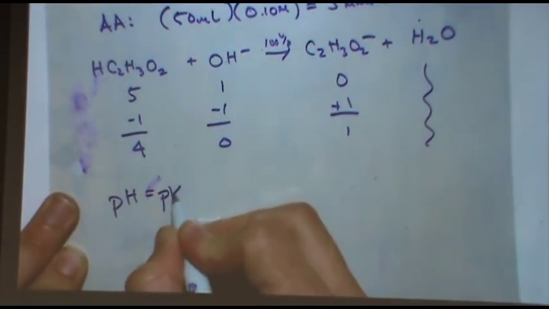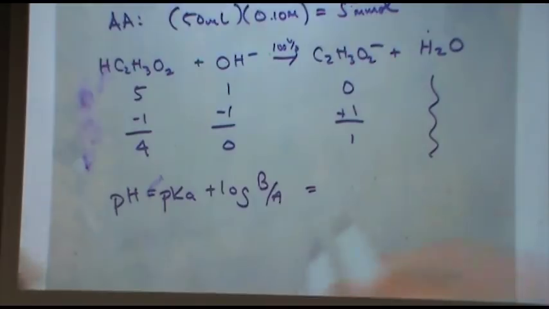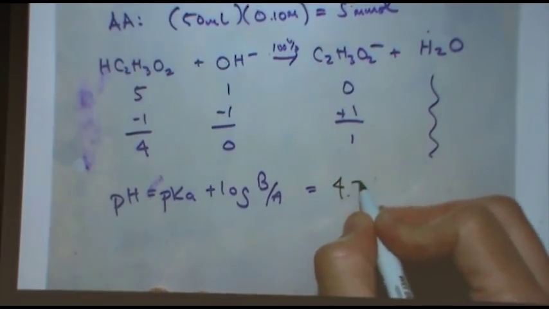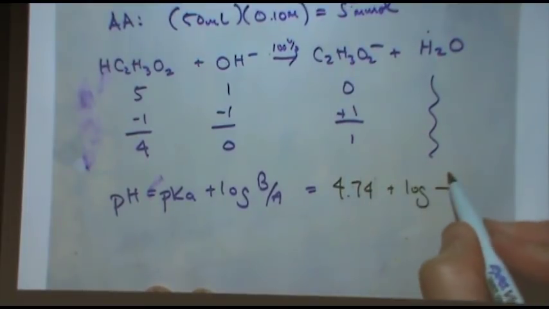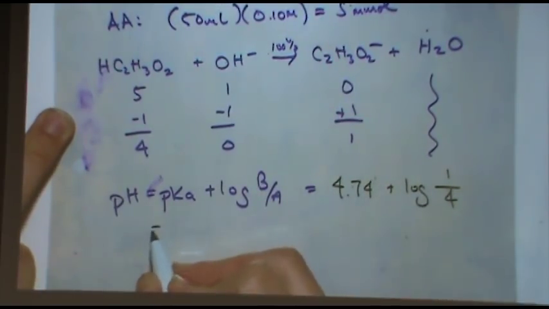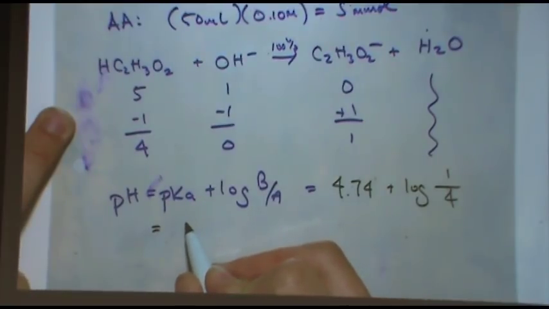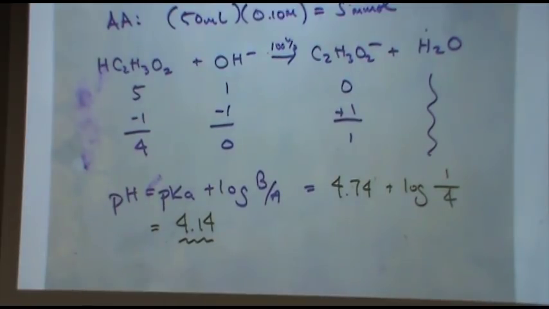pH equals pKa plus the log of the base over the acid. The pKa you can find on the back of the test, or we would give it to you in the question, but this one would definitely be on the back of the test. The pKa is 4.74 plus the log of the base over the acid. Just need to figure out which one's a base, which one's acid. Acid is the one that has the proton. And this turns out to be 4.14. Okay? So this is in the buffer region. We'd expect in the buffer region that the pH would not vary from the pKa very much.